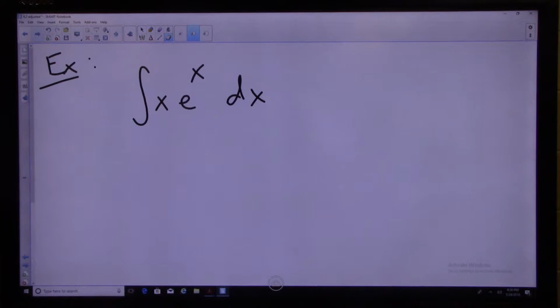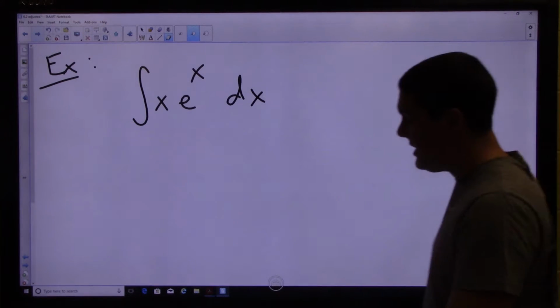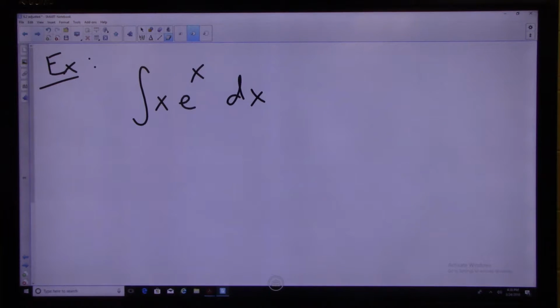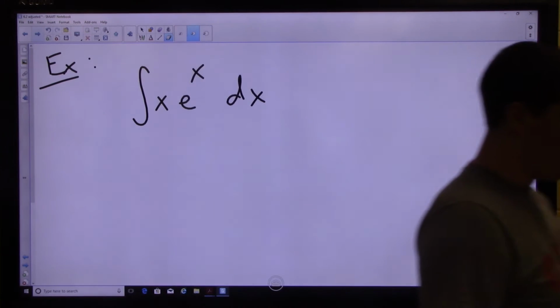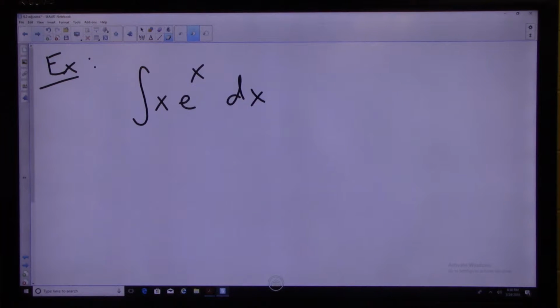So here we go. Let's talk about this. Well, guys, you should be able to tell which one we're going to have to use. You should be able to determine which one. When I say that, I mean which one do we let u equal.